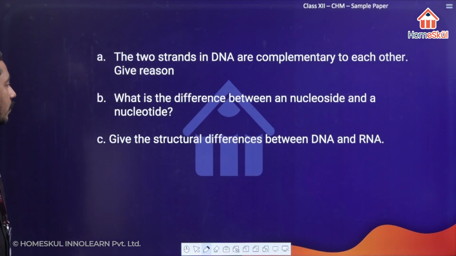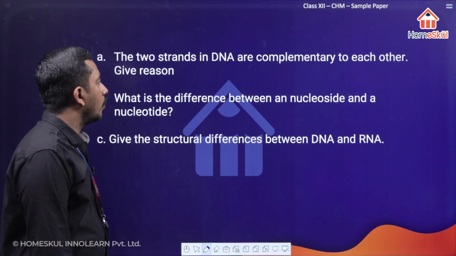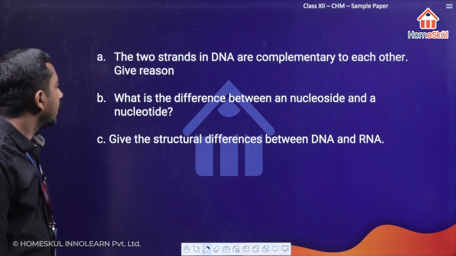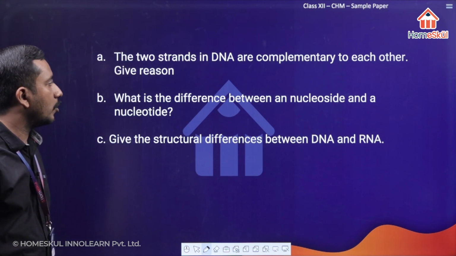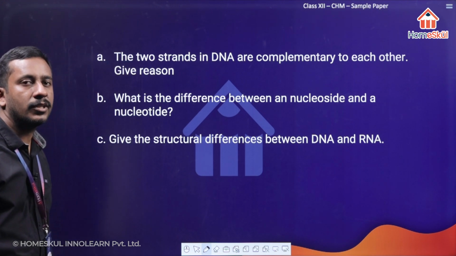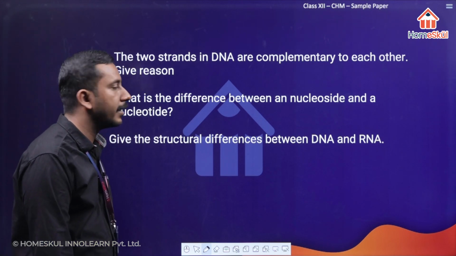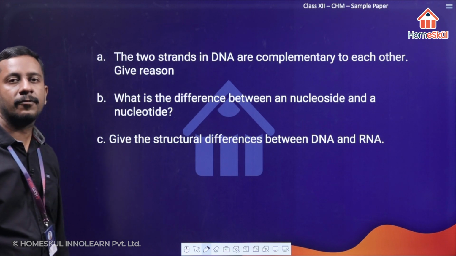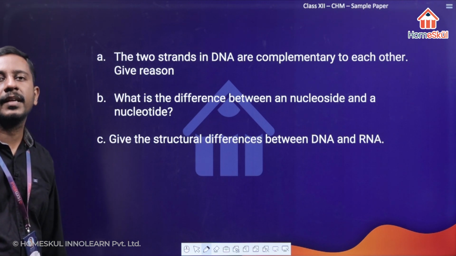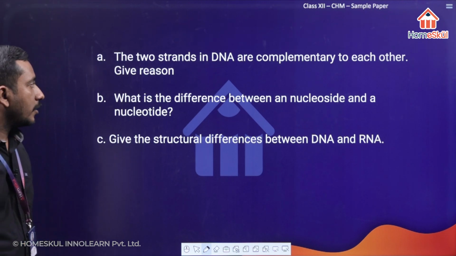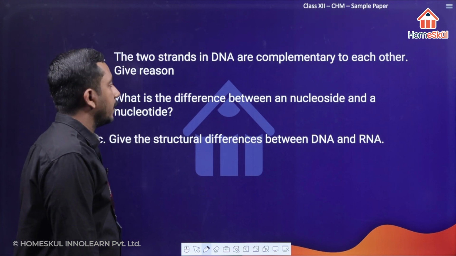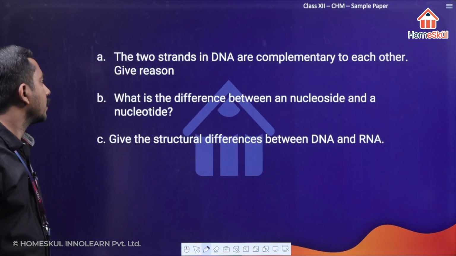The first question, we have 3 questions here. The first question, the 2 strands of DNA are complementary to each other, give reason. The second question, the difference between a nucleoside and a nucleotide, which is not mentioned in the passage, and give the structural differences between RNA and DNA. So you can see that the questions that are asked after the passage may not necessarily be directly from the passage. So we can start answering the questions directly if we know the answers for them.